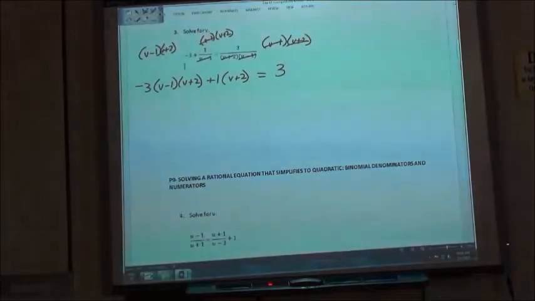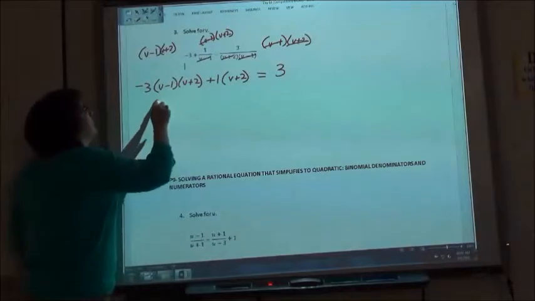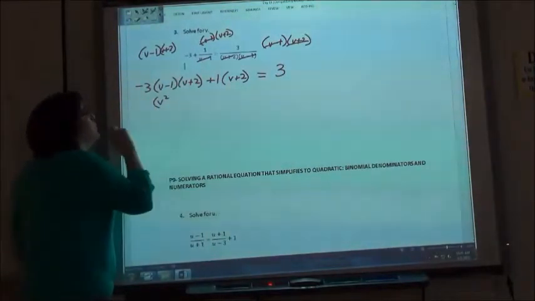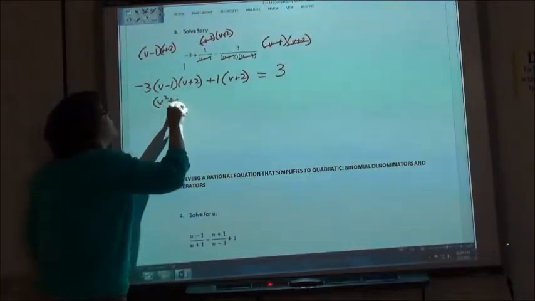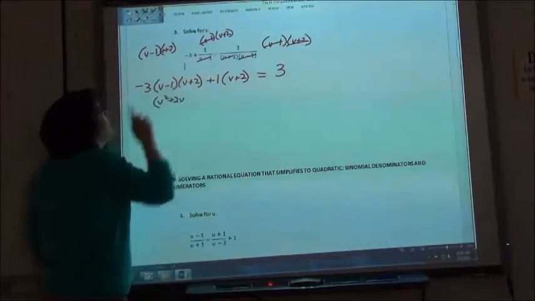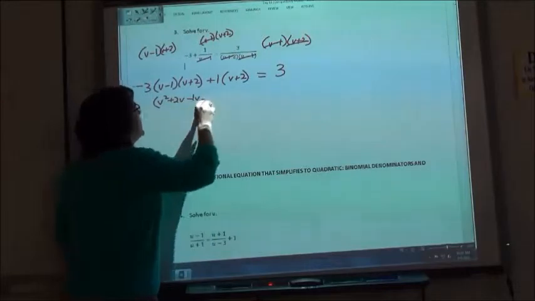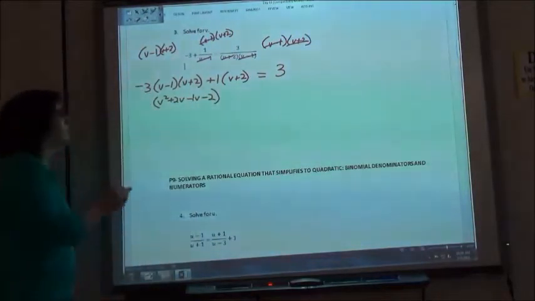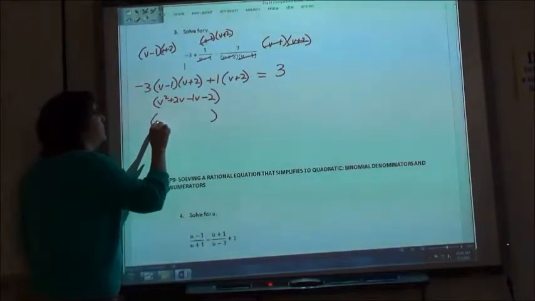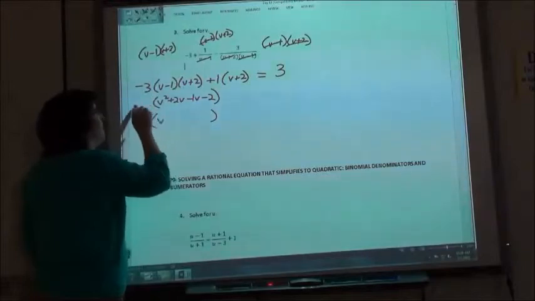Now we are going to FOIL. v times v is v squared, and v times 2 is 2v. Negative 1v, and minus 2. Now we're going to combine the like terms. So we got negative 3v squared minus 1v.